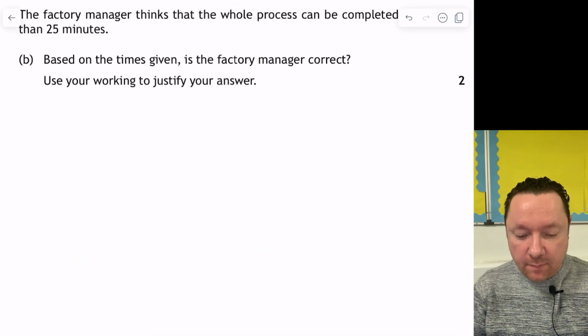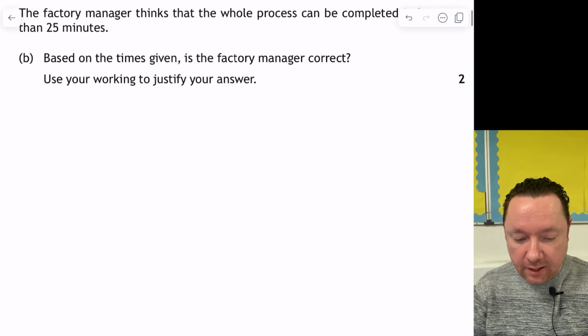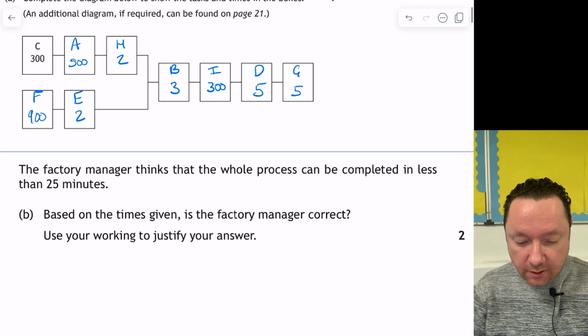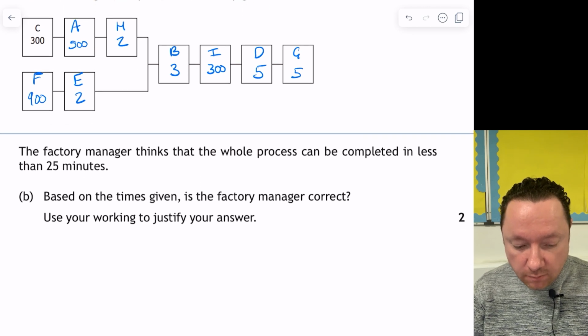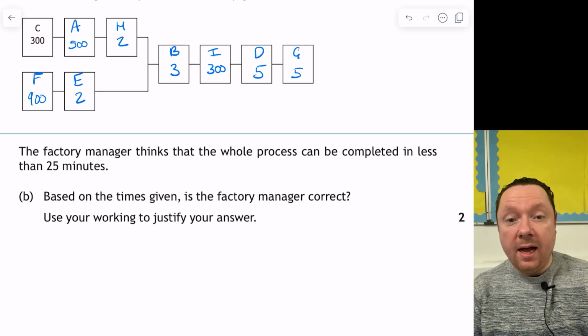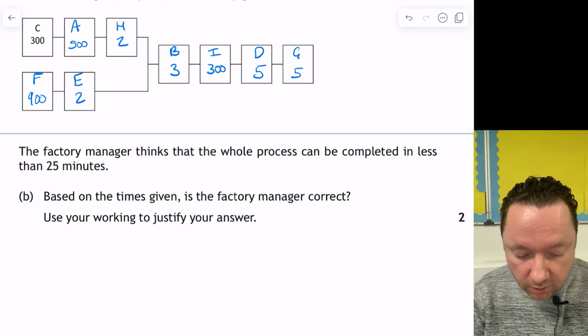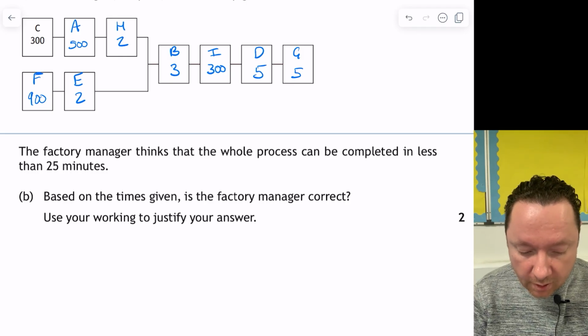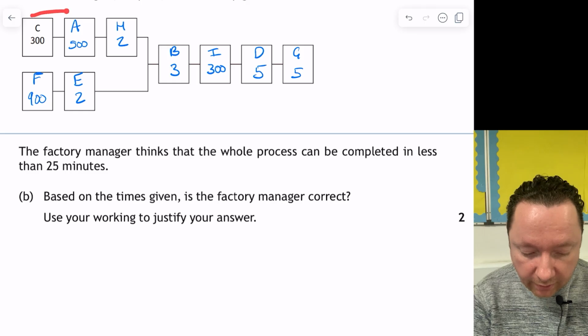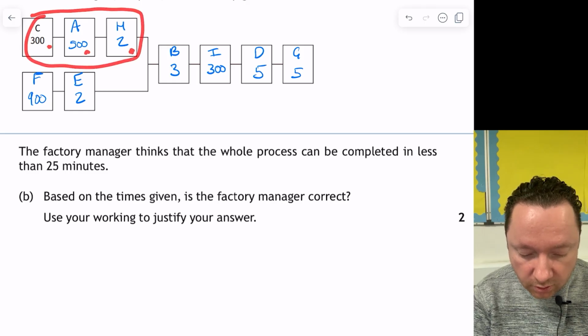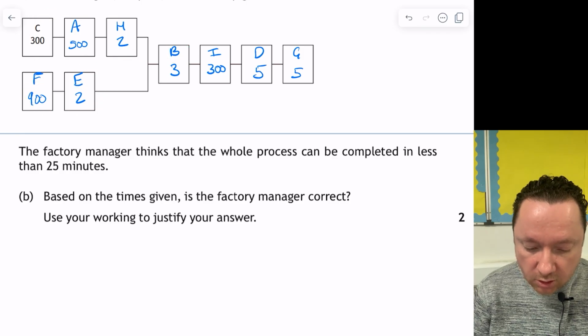Part B, the factory manager thinks the whole process can be completed in less than 25 minutes. Based on the times given, is the factory manager correct? Well, let's look at our chart. We need to identify the path that gives us the longest time. So if you look at this one here, that adds up to 802. But I can't move on to B until I've finished this, which takes 902. So the path I need to write is this plus this, plus this, this, and this.